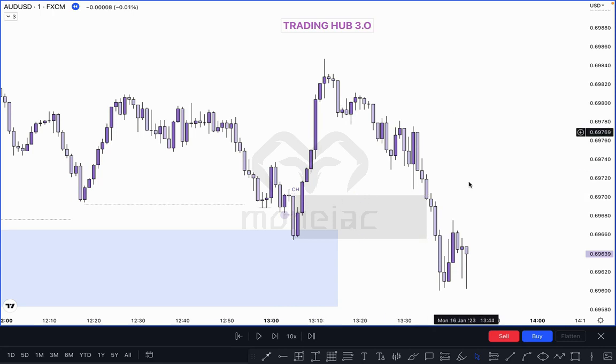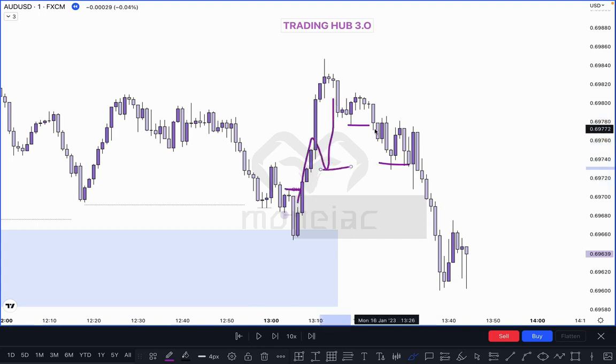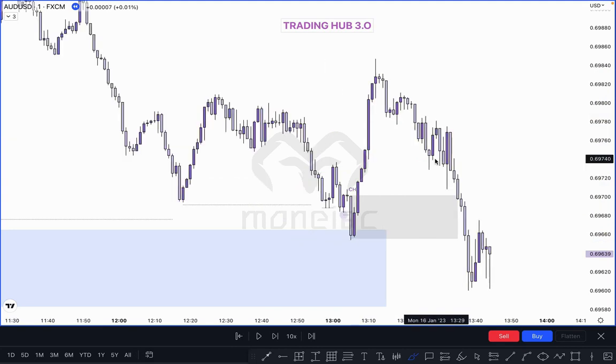And one more thing you have to remember, this is not inducement. Inducement is not on the right side; inducement is always on the broken side. This side is the broken structure, so you will see inducement on this side. These are not inducement, these are internal structure between this high and this low. So this is not a valid structure for a buy, and you don't need to buy at this point.